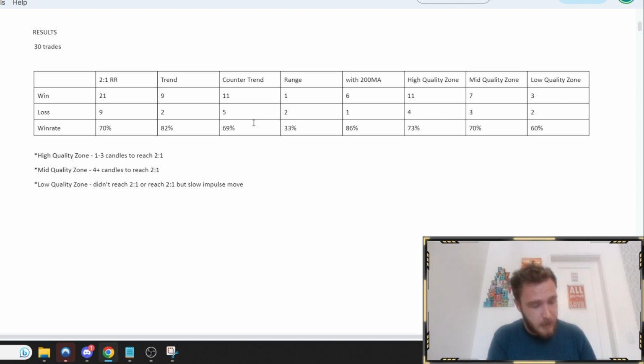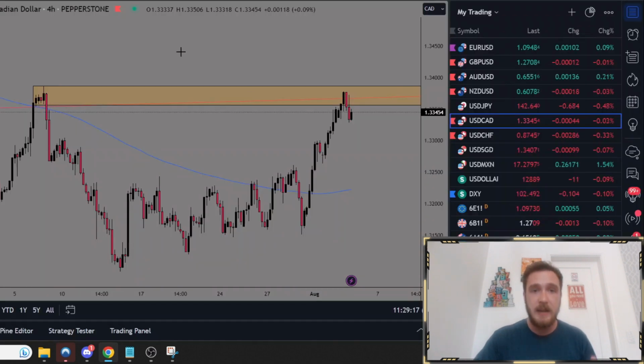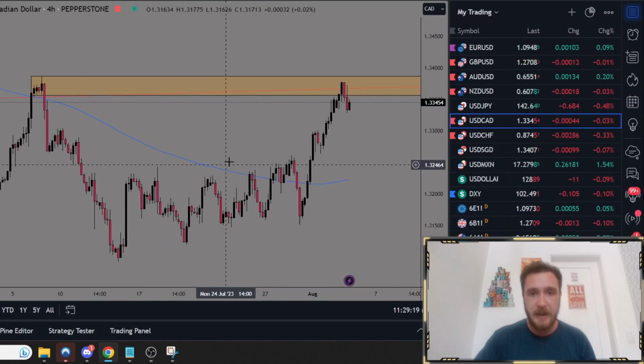Right here, trending markets, 70%, counter trend, 40%. What do we do? Poof, throw out counter trend altogether. All right. So this is why it's important to understand what prices are doing on the higher time frame.